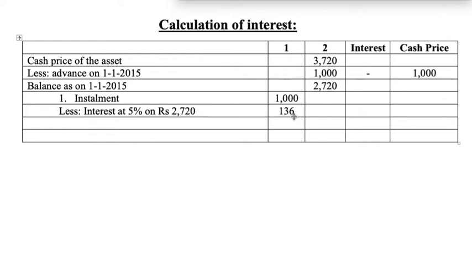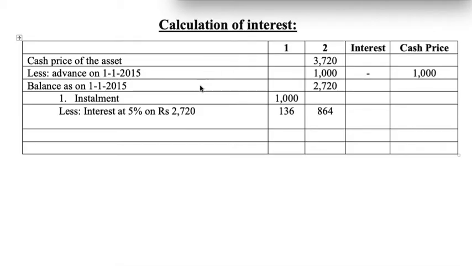Now how much are we going to get? 1,000 minus 136 is 864 rupees. So the actual amount he is paying towards the cash price is 864. With that he has to pay 136 rupees interest, and the total installment is 1,000 rupees. Fine. Now what is the balance?